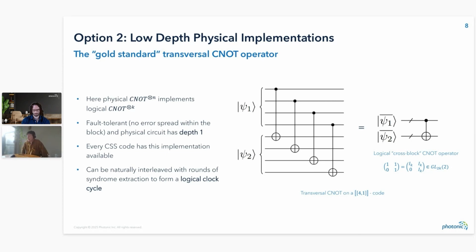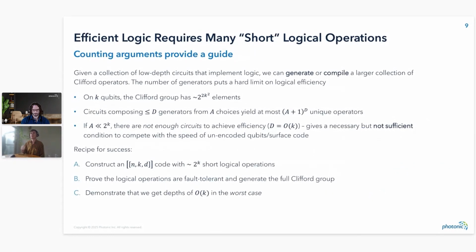Okay, so this is great, right? Every CSS code has this implementation available, but it's just one, right? It's just one nice logical operator. We're going to need far more if we're going to achieve efficient compiling. And we can quantify this. How many do we need?